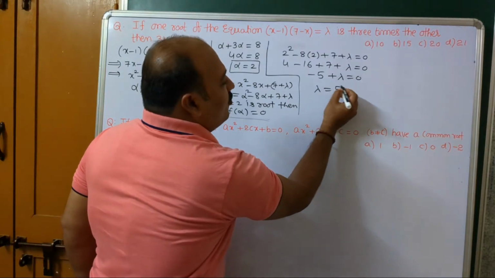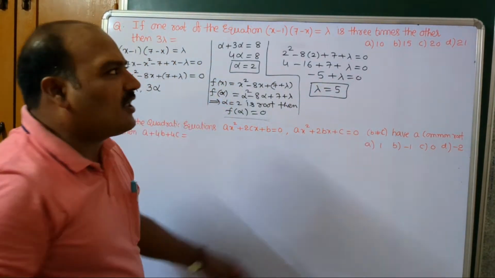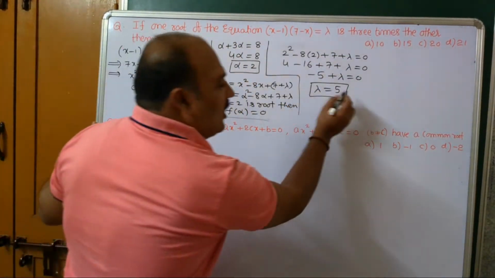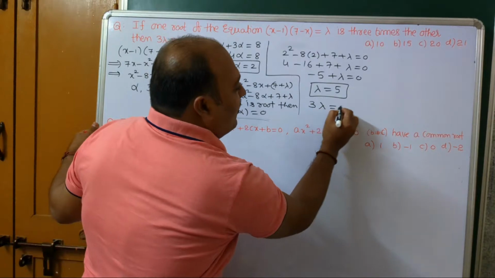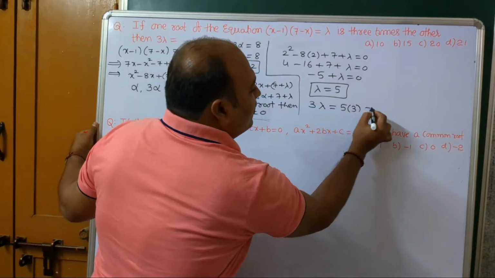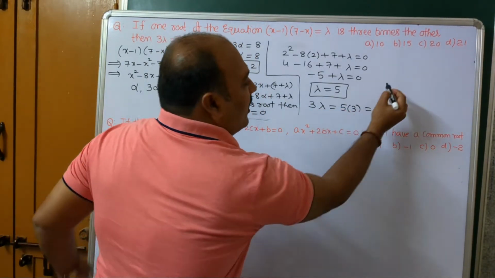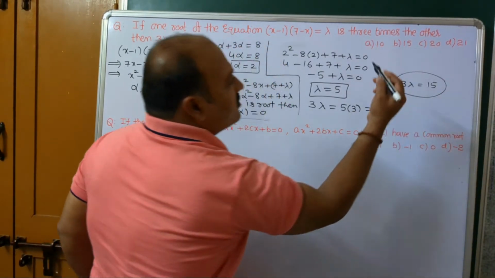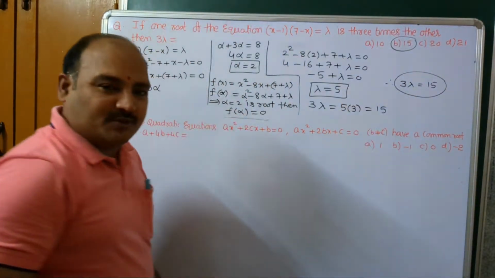Lambda equal to 5. They are asking to find 3 lambda, so multiplying by 3 on both sides, 3 lambda equal to 5 into 3, that is equal to 15. Therefore, 3 lambda equal to 15. So it is there in the second option, dear students.